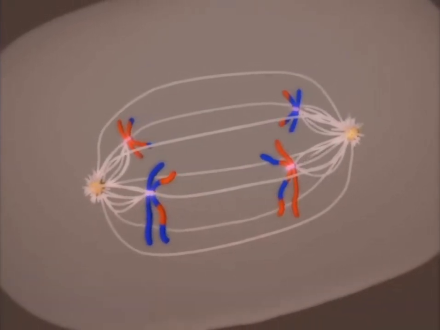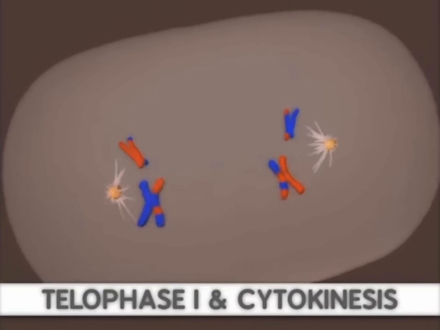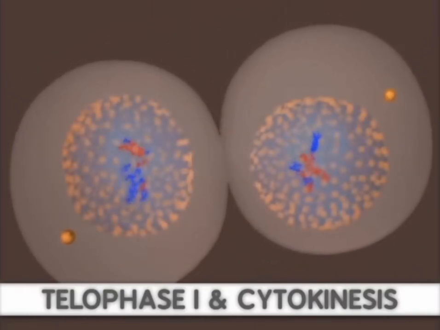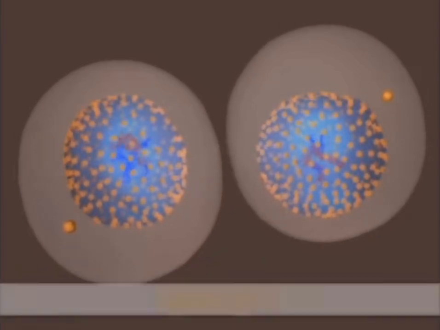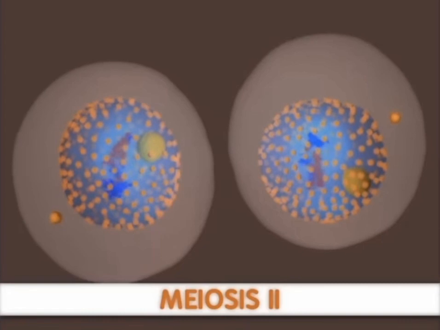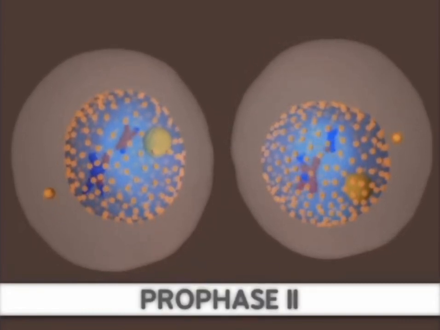The final steps of meiosis 1 are Telophase 1 and cytokinesis. Here, the cell divides into two daughter cells. Each of these two cells now undergo meiosis 2. Meiosis 2 is similar to mitosis. The first stage of meiosis 2 is prophase 2.